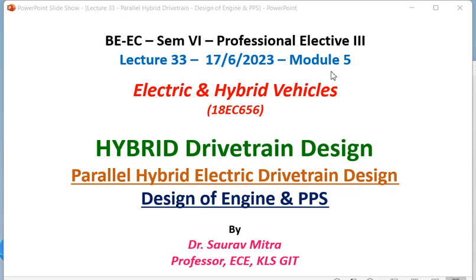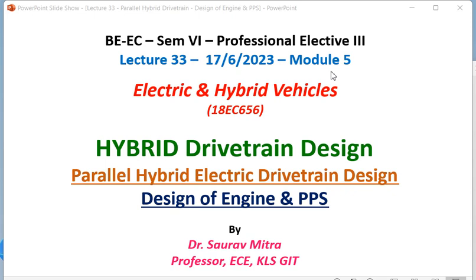There are two main topics: series hybrid electric drivetrain and parallel hybrid electric drivetrain. In lecture number 32, we saw the charge control strategies of the parallel hybrid electric drivetrain. There we saw two types of charge control. One is max PPS charge control. The second one is called thermostat-based on-off control for PPS.